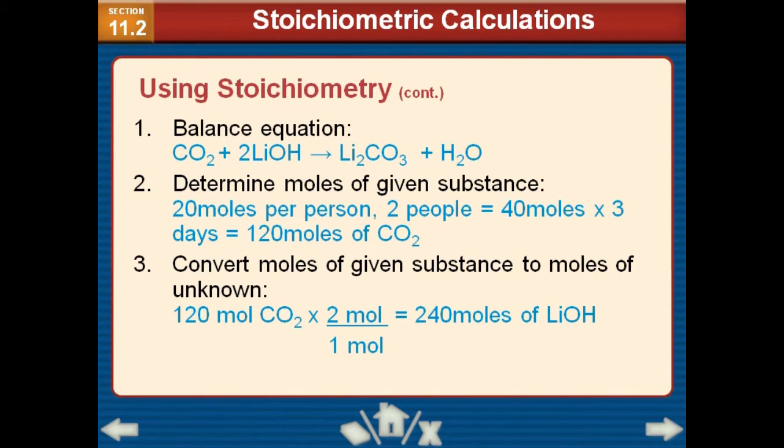Step 3, convert moles of given substance to moles of the unknown. In this chemical equation, we know the carbon dioxide. We're being asked to calculate the lithium hydroxide. So we would take the 120 moles of carbon dioxide, multiplied by the mole ratio, 2 moles over 1 mole. We get this from the balanced equation. If you look above, there are 2 moles of lithium hydroxide required for every 1 mole of carbon dioxide in the reaction. So 2 moles over 1 mole gives us 240 moles of lithium hydroxide.